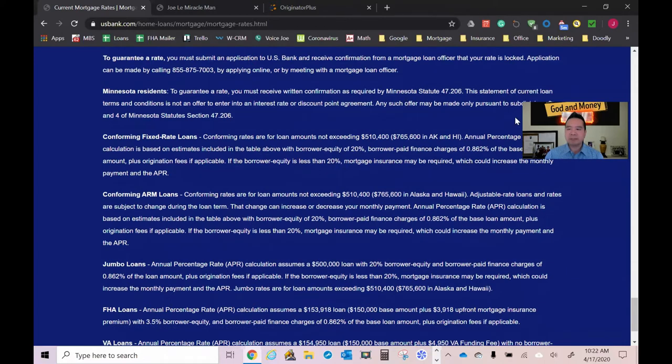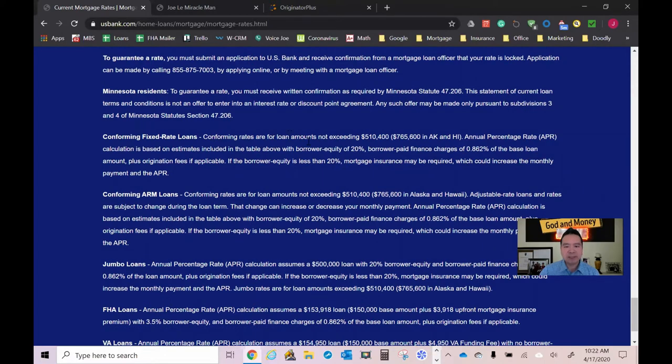Now we have this here. Conforming rates are for loan amounts not exceeding $510,400, and this is for Minnesota. The APR calculation is based on estimates included in the table above. Here's the fine print. With borrower equity of 20%, that plays a role. Borrower paid, that's you, finance charges of 0.862% of the base loan amount.